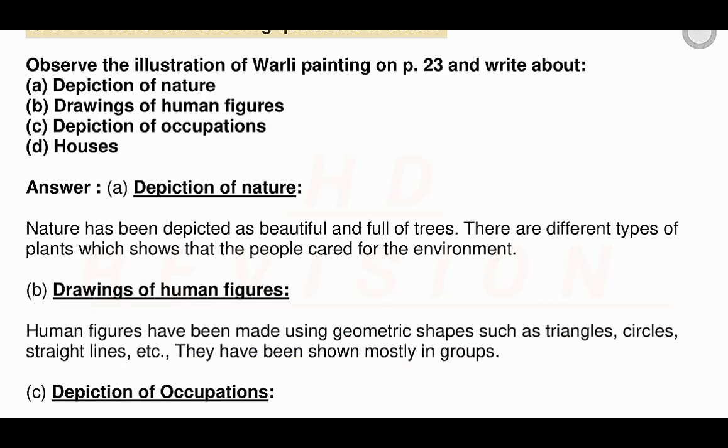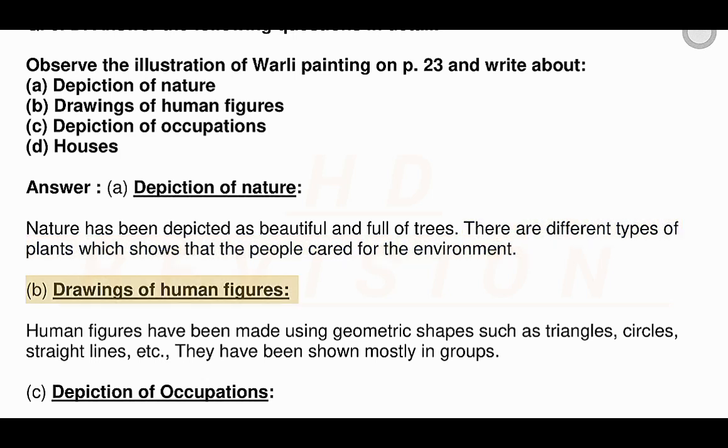Q6. D. Answer the following questions in detail. Observe the illustration of Warli painting on page 23 and write about A. Depiction of nature. B. Drawings of human figures. C. Depiction of occupations. D. Houses. Answer. A. Depiction of nature. Nature has been depicted as beautiful and full of trees. There are different types of plants which show that the people cared for the environment.